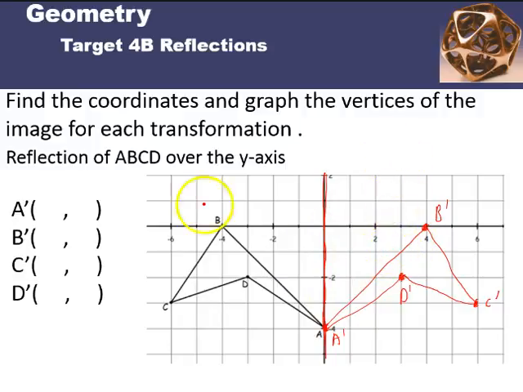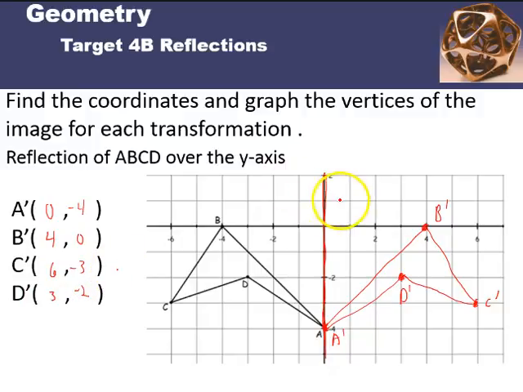So now I have to write the coordinates. The coordinates are, for A prime, not changed, it's 0, negative 4. B prime is positive 4, 0. C prime is 6, negative 3. And D prime is 3, negative 2.